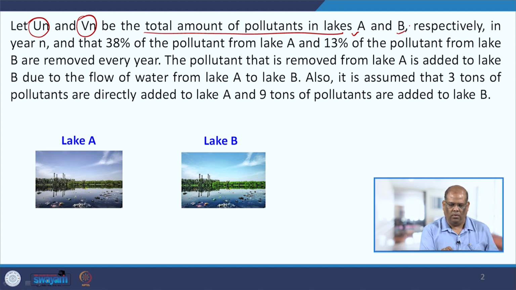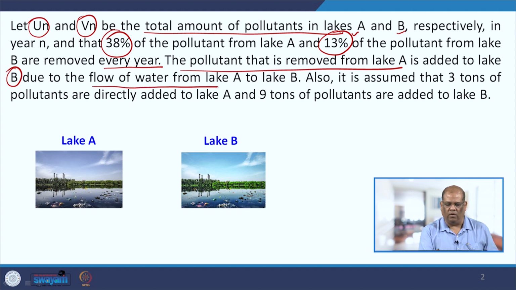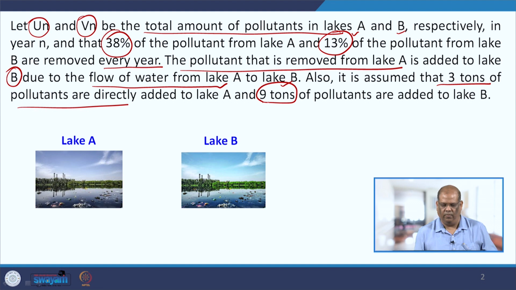Now every year, 38% of the pollutant from lake A and 13% of the pollutant from lake B are removed. However, the pollutant that is removed from lake A is added to lake B due to the flow of water from lake A to lake B. And it is also assumed that 3 tons of pollutants are directly added to lake A and 9 tons of pollutants are directly added to lake B. So now you have to formulate a model on the basis of this scenario.